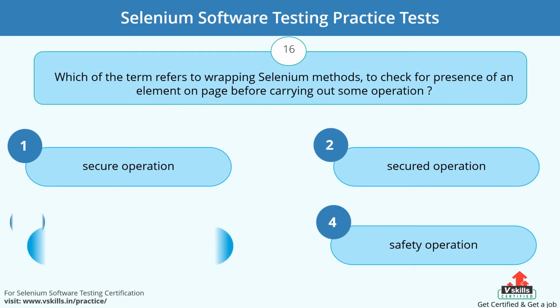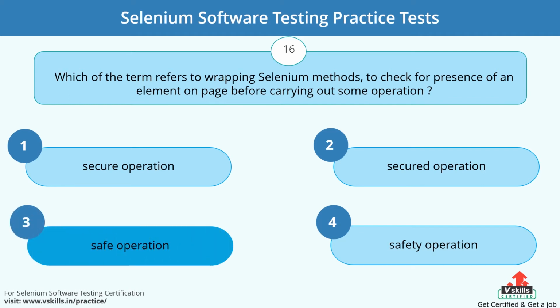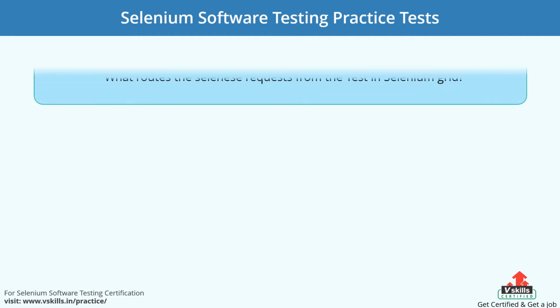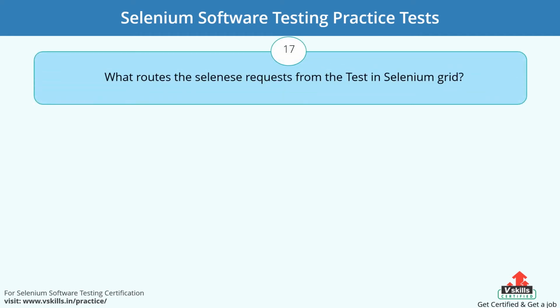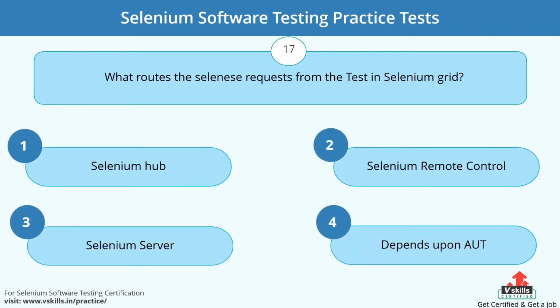The correct answer is option C. Question number 17. What routes the Selenium requests from the test in Selenium Grid? The options are A. Selenium Hub, B. Selenium Remote Control, C. Selenium Server, D. Depends upon AUT. The correct answer is option A.